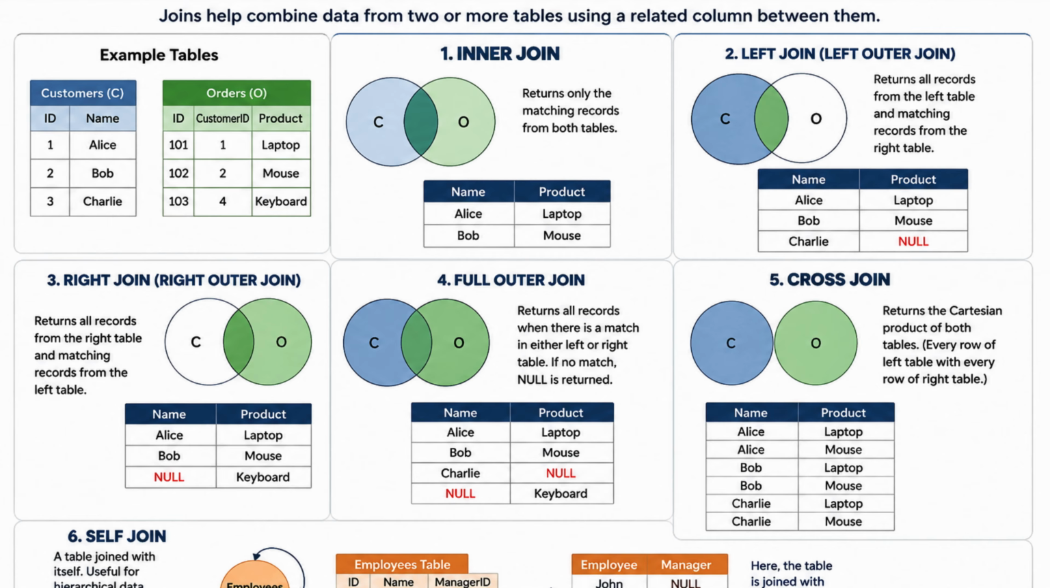And then you have cross join. This one returns every possible combination of rows from both tables. And finally, you have self join, that helps a table to join with itself.